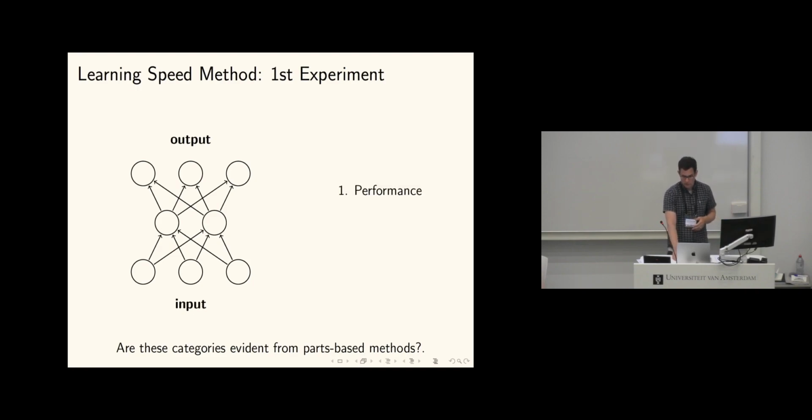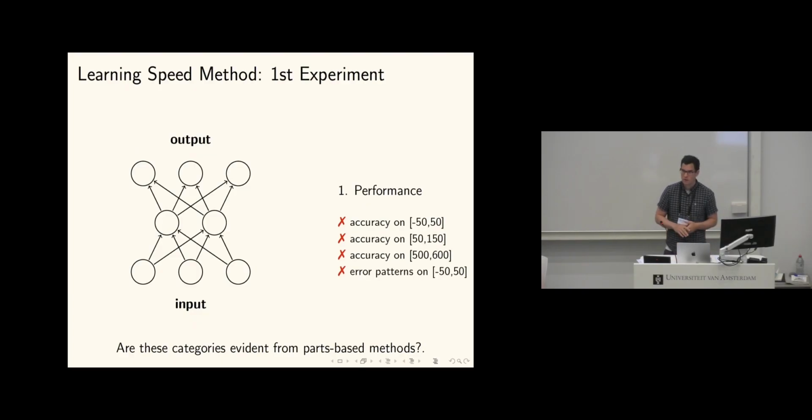So first we looked at performance, and we found that they did not correspond to accuracy on the training domain, on a nearby domain, or on a more distant domain. It also didn't correspond to the clustering that resulted from looking at error patterns.